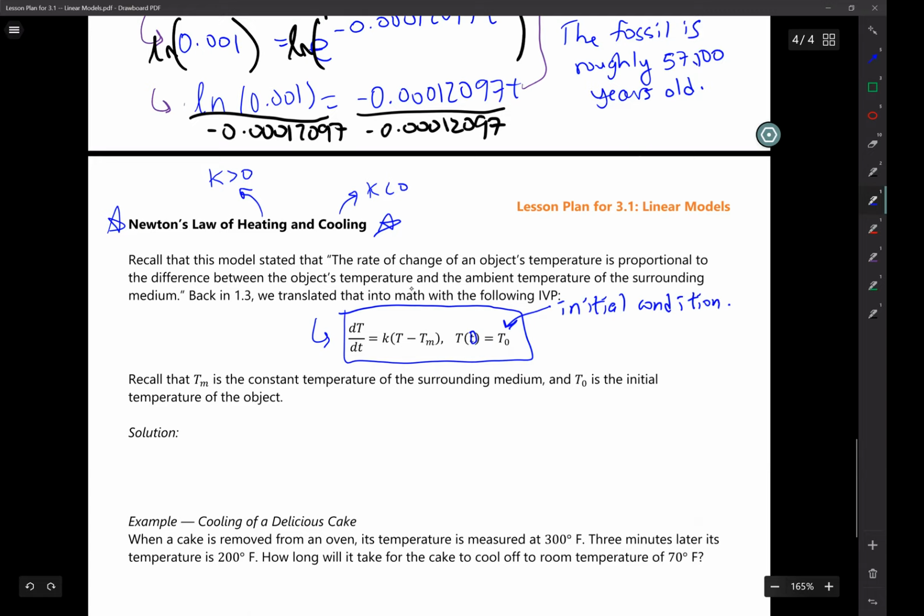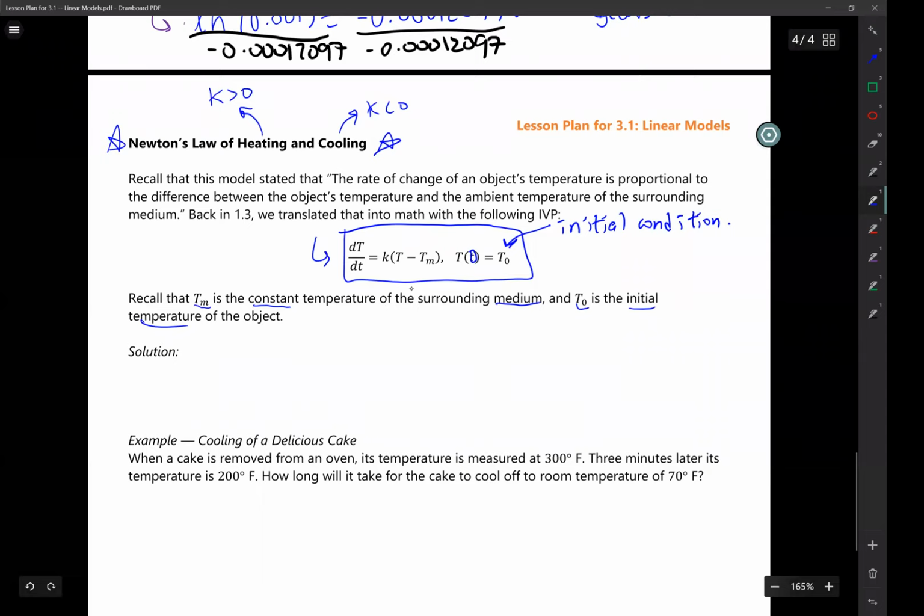Just remember that T little m is a constant number. It's going to be different for each problem, but it's constant. It's not a variable. And it's the temperature of the surrounding medium. That's what the T little m means. A lot of places use T_a for the temperature of the ambient medium, whatever you want to call it. And then T naught is the initial. We always use little zero.